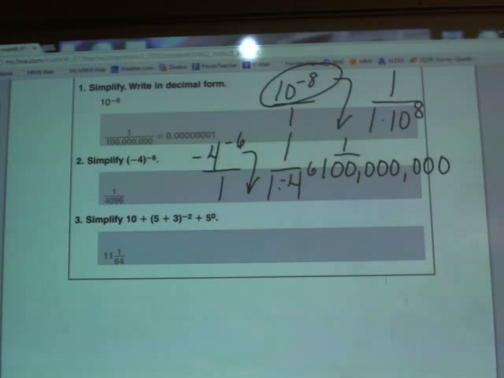Times negative 4 again gets me to negative 1,024. Times negative 4 for the sixth and final time gets me to 4,096, which you kind of expected since the answer was pre-printed on the screen. So this is 1 over 1 times 4,096, or 1 over 4,096.